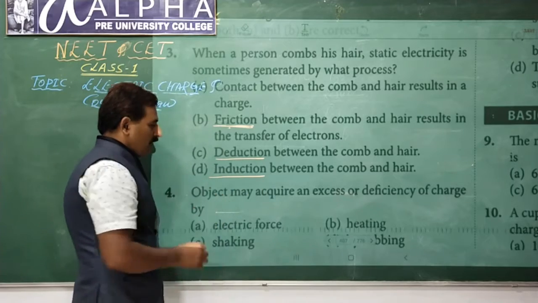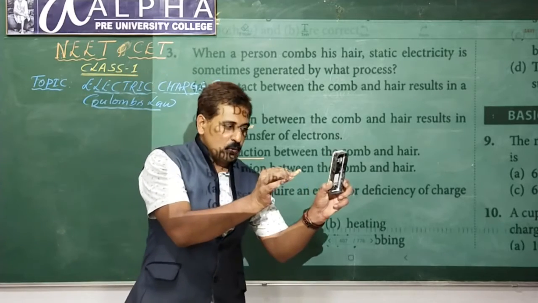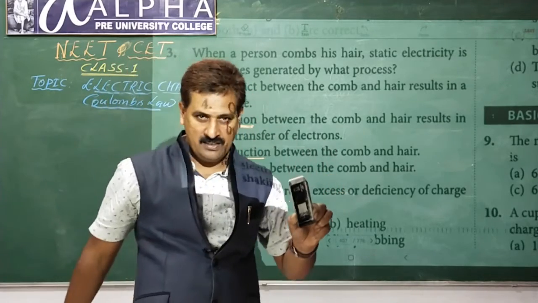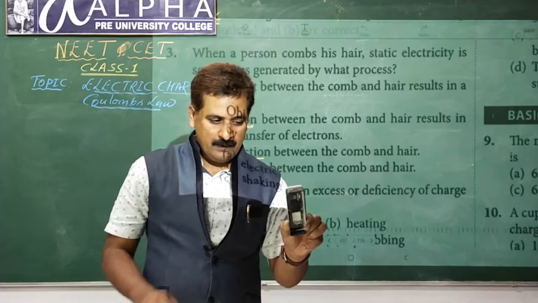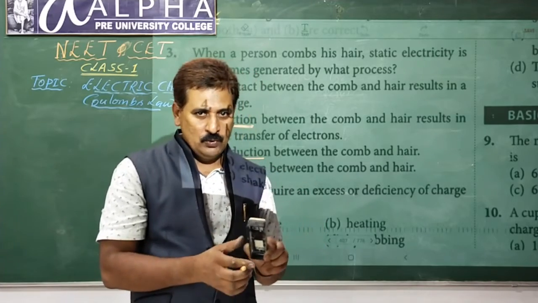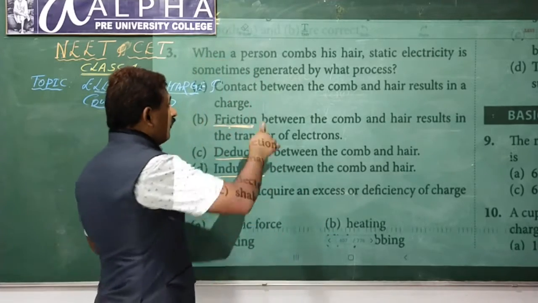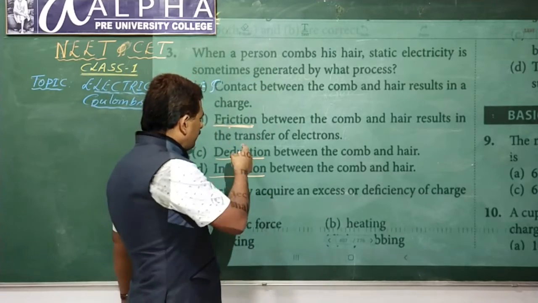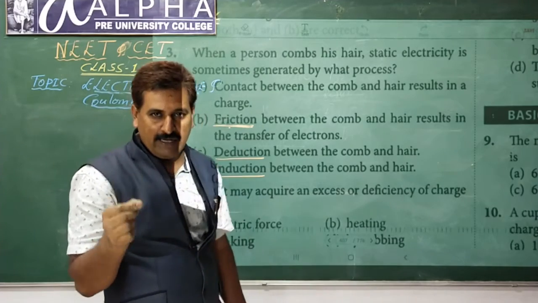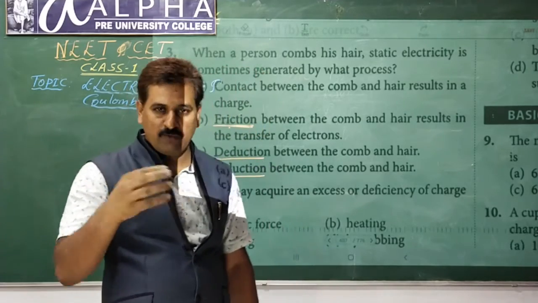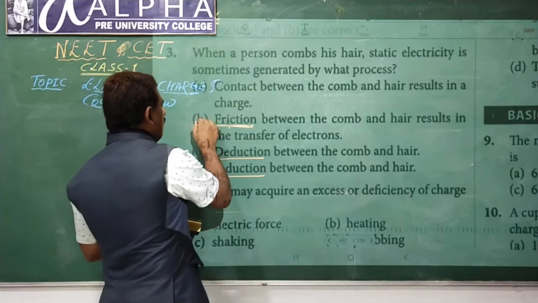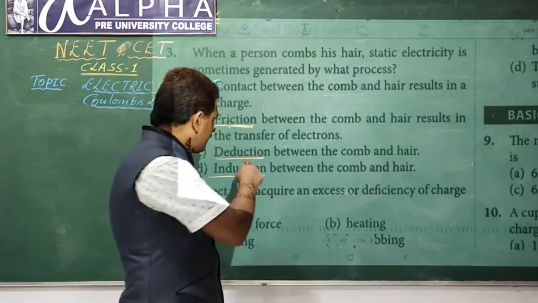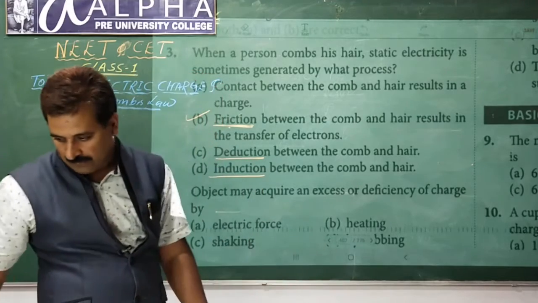Induction we used, but what is induction? Induction means we hold two objects nearby, very close to each other. You don't touch them together, right? But when you rub two objects, you transfer charge. Therefore, friction means rubbing. When you comb hair, there is friction between hair and comb, thereby transfer of charge. That's why you go for option B, friction. Very good. That is option B.